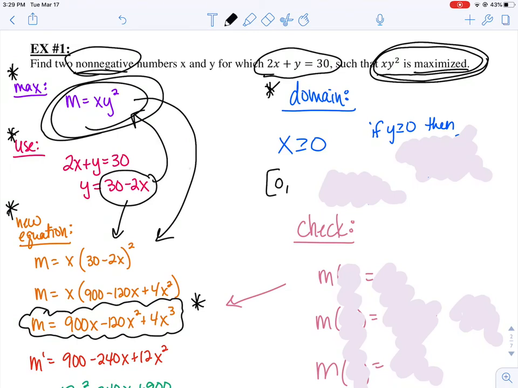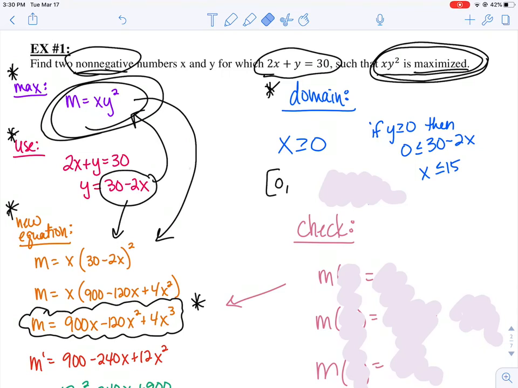Well, let's think about y real quick. If y has to be non-negative, that means it has to be greater than or equal to 0. Well, wasn't there an equation that talked about x's and y's? Remember that 2x plus y equals 30? Well, if y has to be greater than or equal to 0, and y is 30 minus 2x, then doesn't that 30 minus 2x have to be greater than or equal to 0, since that represents what y is, and y has to be greater than or equal to 0?